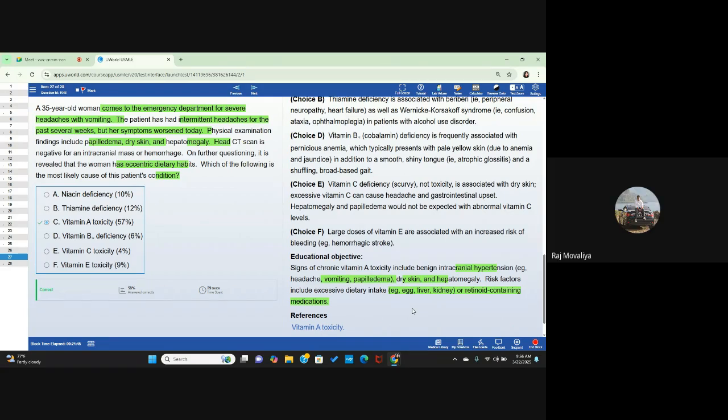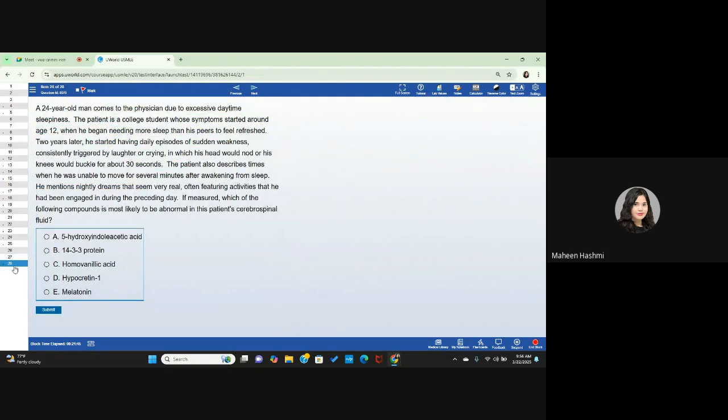B7, vitamin B, biotin. Biotin, very good. Biotin deficiency. Okay, then we come to the last question for today.